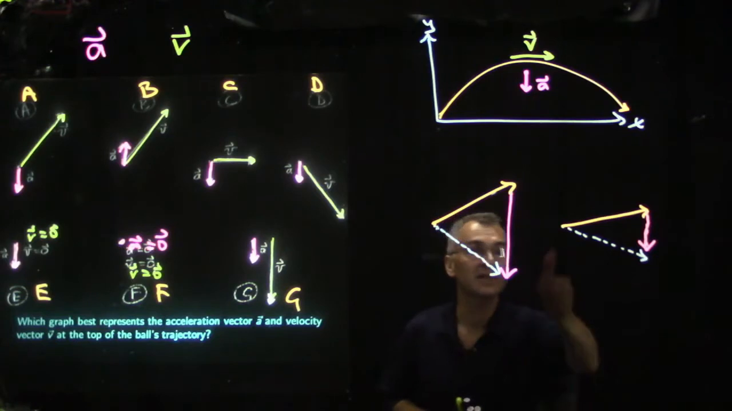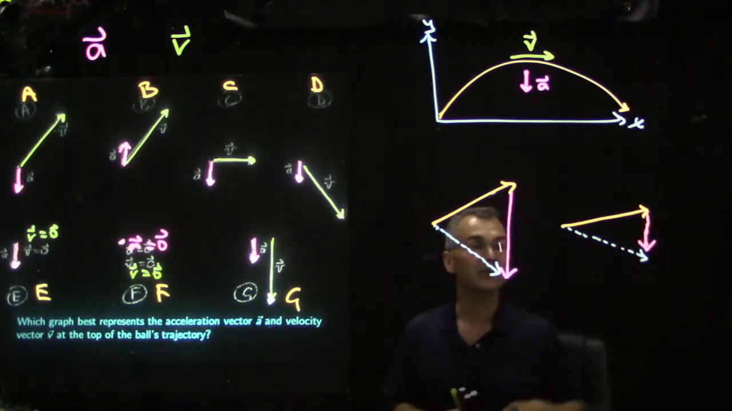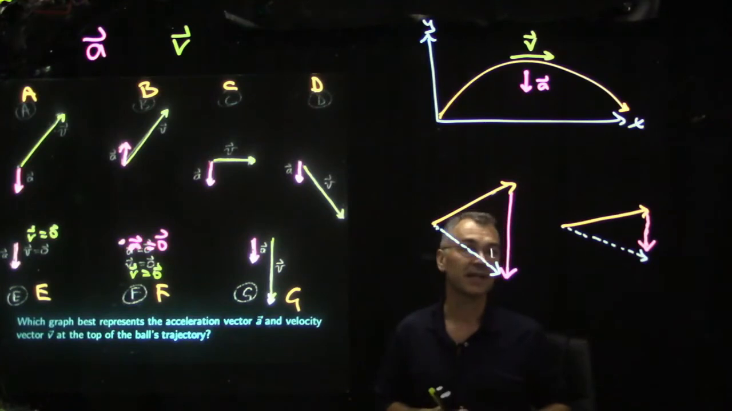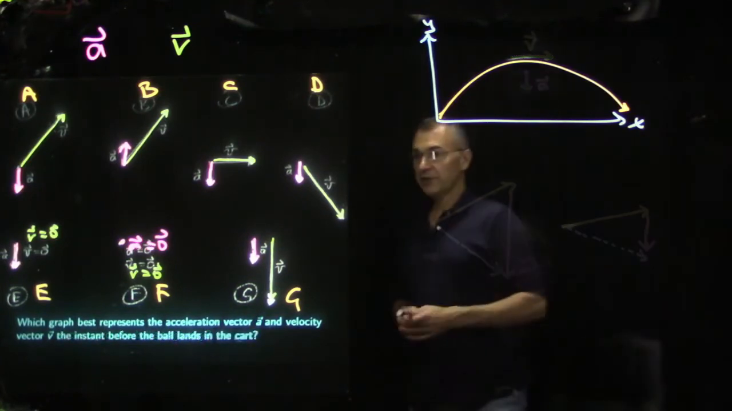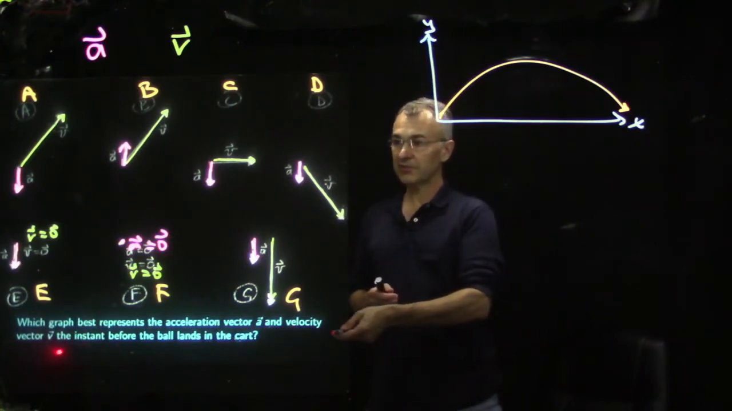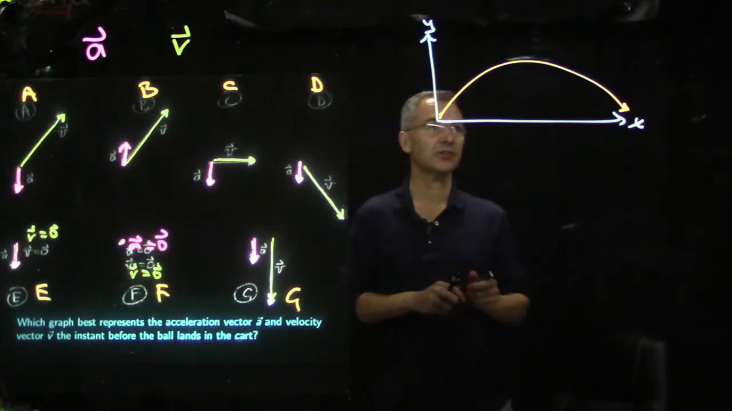So the acceleration, to go from this velocity a little bit before apex to this velocity a little bit after apex, what we add to the velocity is something proportional to the acceleration, and that is directly down. Which graph best represents the acceleration vector in magenta and the velocity vector in yellow the instant before the ball lands back into the cart?